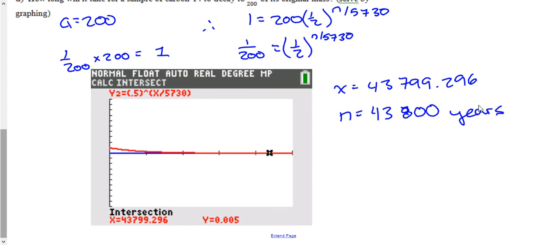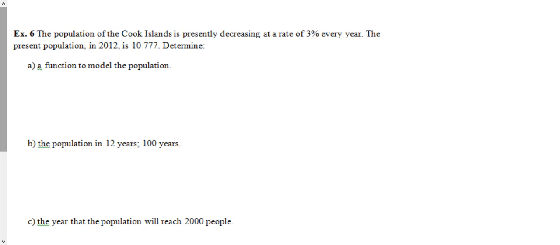There we go, to decay to this mass of 1 left over. For our final question here for today, example 6, again this is a growth and decay question, so we want to just fill in our equation. So our equation will always be y equals A B to the t divided by p, if it's not given to us. So what's our initial amount?